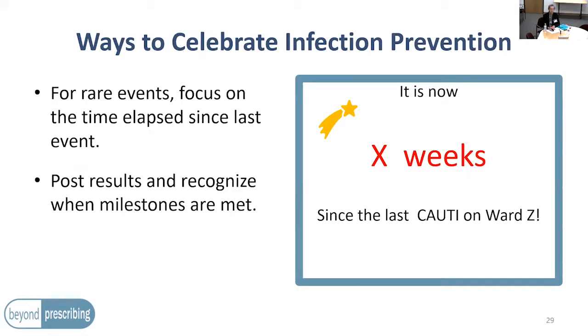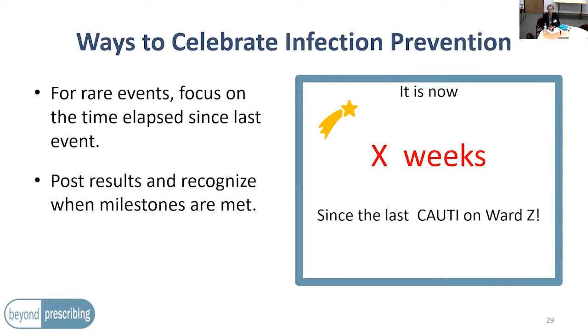For rare events, focus on the time elapsed since the last event. So this used to be big in factories, right? 6 weeks since the last accident on the assembly line. So it is now 6 weeks since the last casualty on Ward Z. And you know, you can have a story about Mrs. So-and-so had a casualty, and we put into place our new policy for monitoring Foley care, and we haven't had a casualty since then. So people will remember those events.